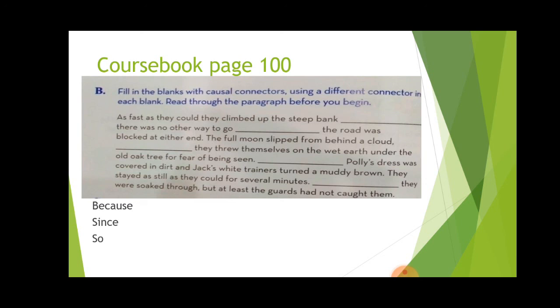Dash, Pauline's dress was covered in dirt and Jack's white trainers turned a muddy brown. So, as a result, Pauline's dress was covered in dirt and Jack's white trainers turned a muddy brown. And dash, they were soaked through, but at least the guard had not caught them. Consequently, they were soaked through. As a result, they were soaked through, but at least the guard had not caught them. I hope you have done this exercise.